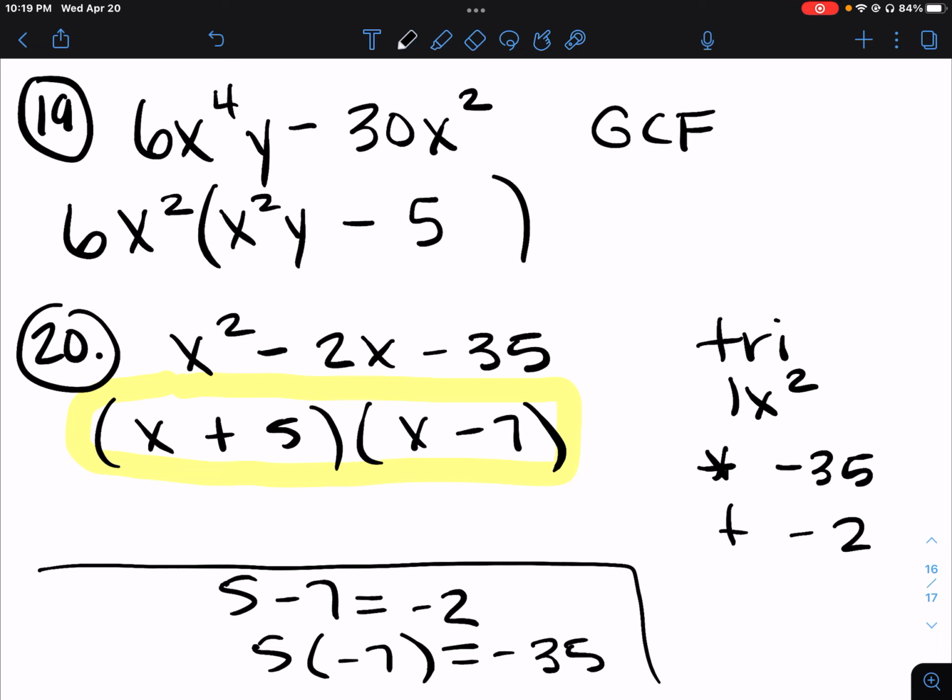Okay, remember you can check by foiling. X squared minus 7x plus 5x minus 35. Negative 7 plus 5 is negative 2.